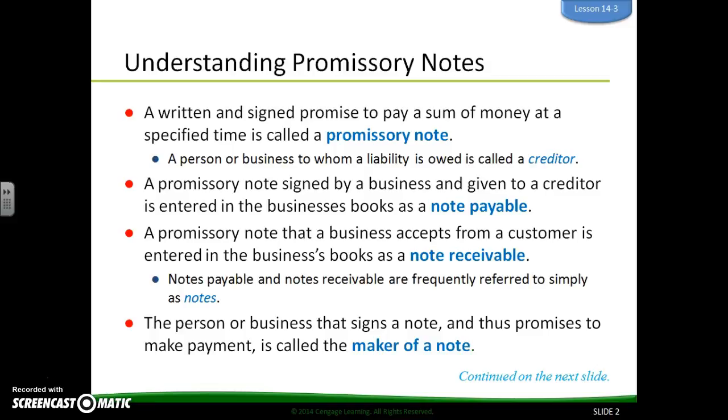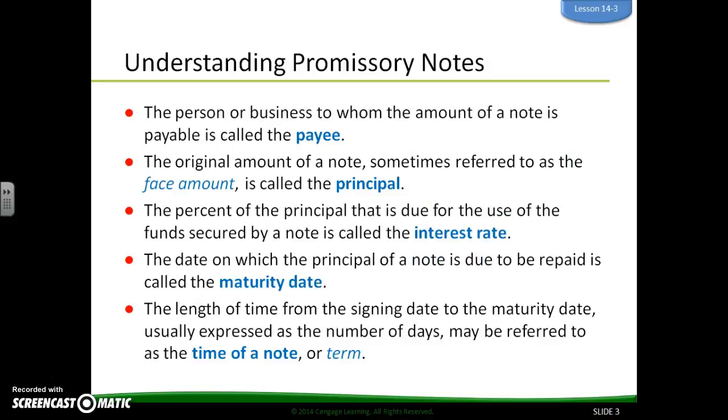The person or business that signs the note and makes the promise to pay, that is the maker of the note. So the person who is responsible for making the payment, they're the maker. The person that's going to be receiving the money, they're the payee. The amount of the note, sometimes called the face amount, that's the principal. Oftentimes we'll translate this into, hey, a loan at a bank. The amount of money you borrow, that's the principal.